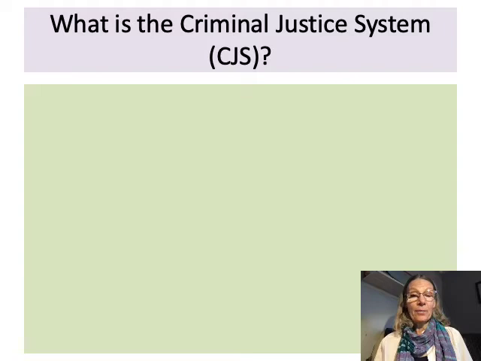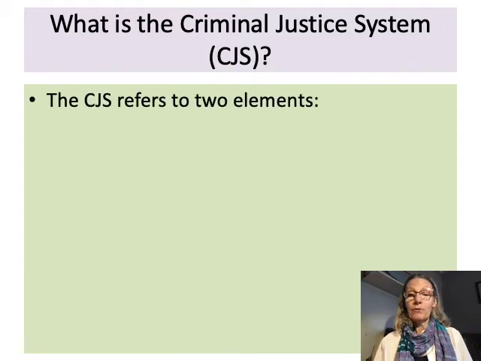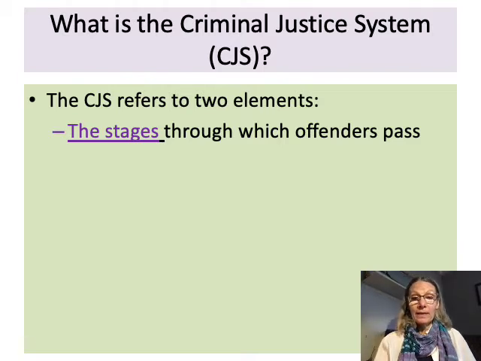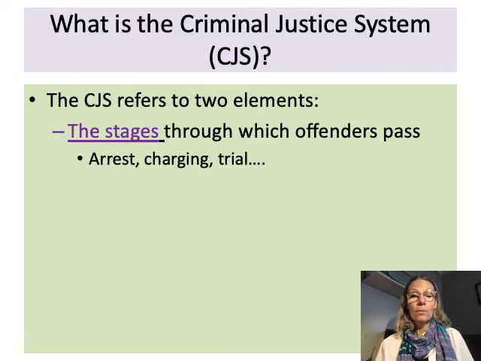So what is the criminal justice system? Well, when we're referring to the criminal justice system, we're sort of referring to two elements. One is the stages that an offender passes through. Once an individual has some contact with the criminal justice system, there's a certain process that takes place, almost like an assembly line of steps that the offender passes through. Arrest, charging, trial, conviction, etc. All of these are stages within the criminal justice system, and we're going to be learning about those in today's lecture.